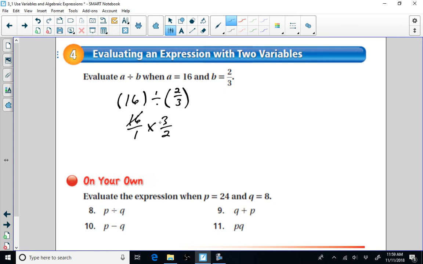I divide out 16 and 2. They become 1 and 8. And then I multiply numerator times numerator, denominator times denominator. 8 times 3 is 24. 1 times 1 is 1. 24 over 1 is going to be 24.